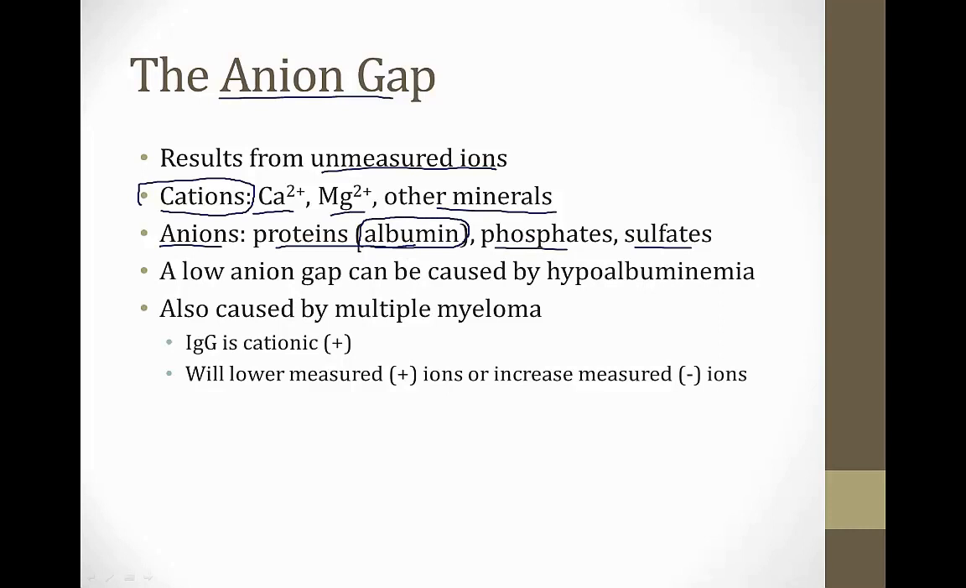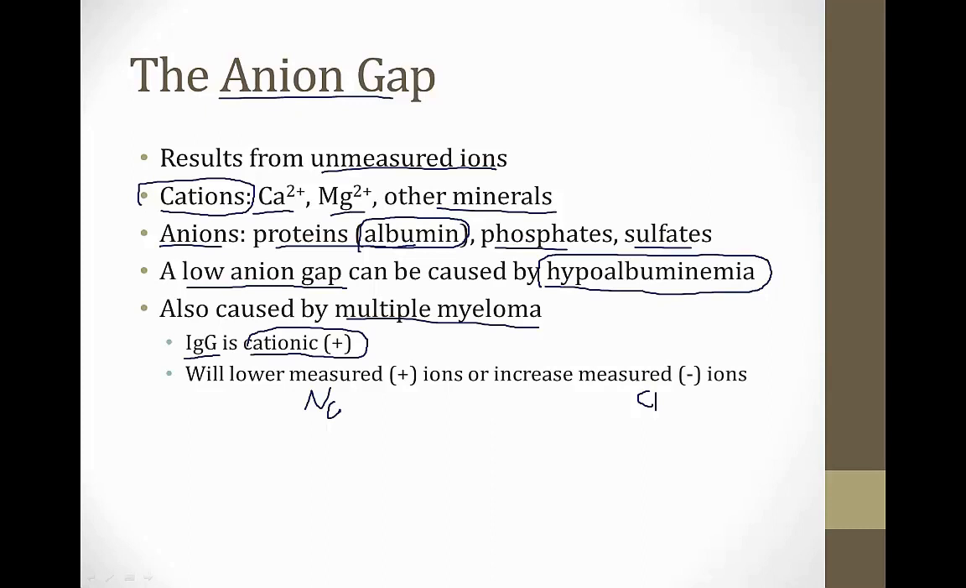And once you understand that, it's very easy to appreciate that a low anion gap can be caused in patients who have hypoalbuminemia. Remember I said that normal is less than 12. Patients with very low albumin may have an anion gap of 6 or 5 or 4. One other condition that sometimes causes a low anion gap is multiple myeloma. So in multiple myeloma, when patients make IgG antibodies, these are cationic. They have a positive charge. So they will push other cations like sodium out of the plasma, and they may also draw in other negatively charged ions like chloride. This will shrink the anion gap and give you a small anion gap.